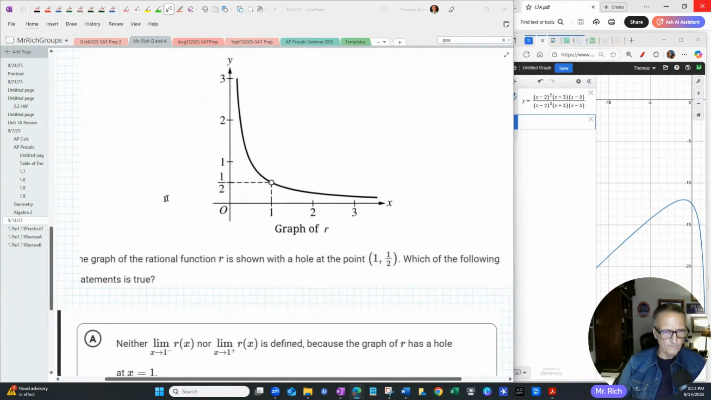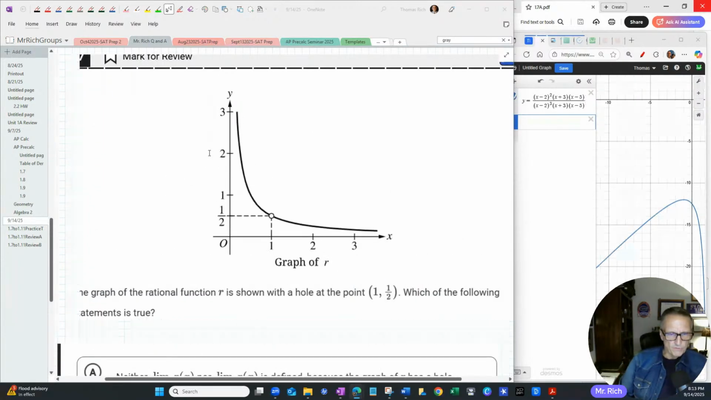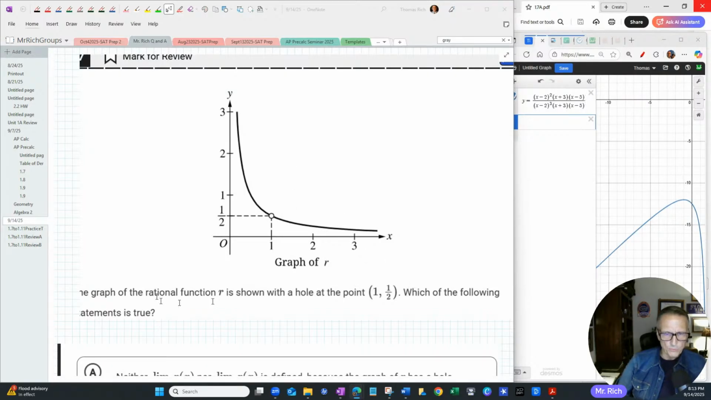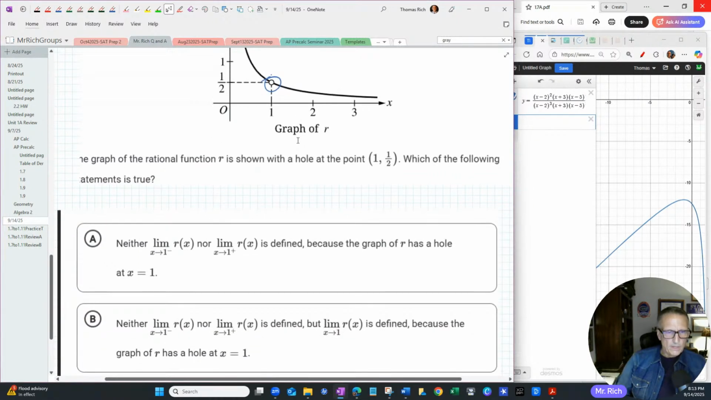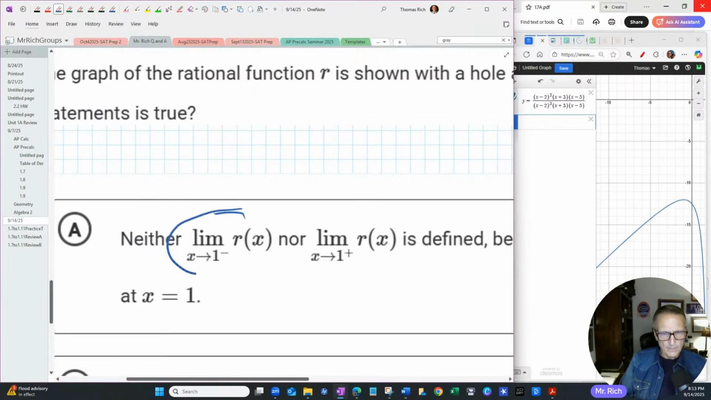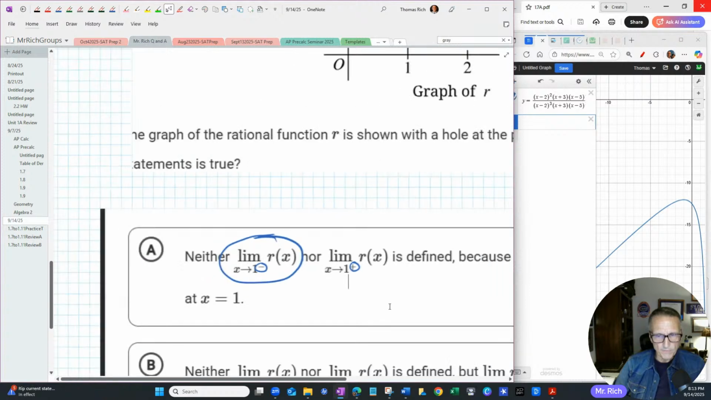All right, thank you. So it shows the graph of a rational function R with a hole at the point 1, 1/2. Which of the following statements would be true about a hole located right here? Neither the limit of the function as x approaches 1 from the left, right? This is a notation that is new to you pre-calc students. This is saying the limit of the function r of x as x approaches the number 1 from the left side. So that superscript with the minus means from the left. Superscript of a plus sign next to that value of 1 means to come in from the right.